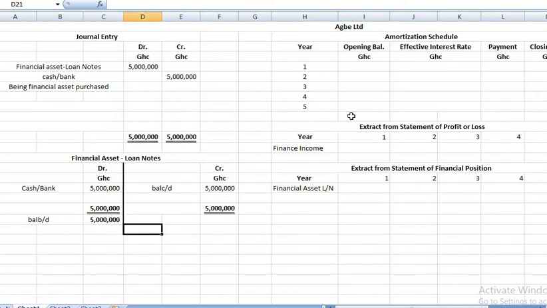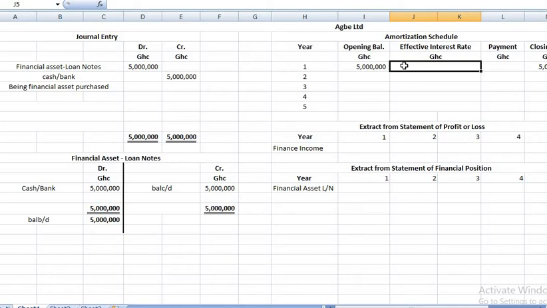As at the beginning of the first year, we have 5 million in our books as the value of the financial asset loan note. So that's what we are going to record in the amortization schedule. And always when the question is silent, let's know that the financial assets will mature before payment will be made. So we are assuming that payment is in arrears.